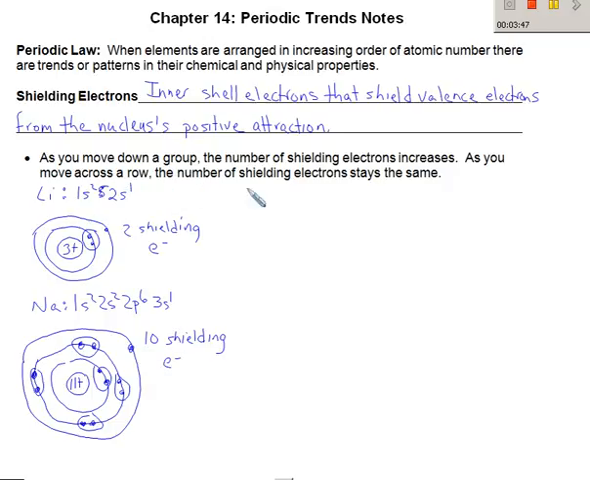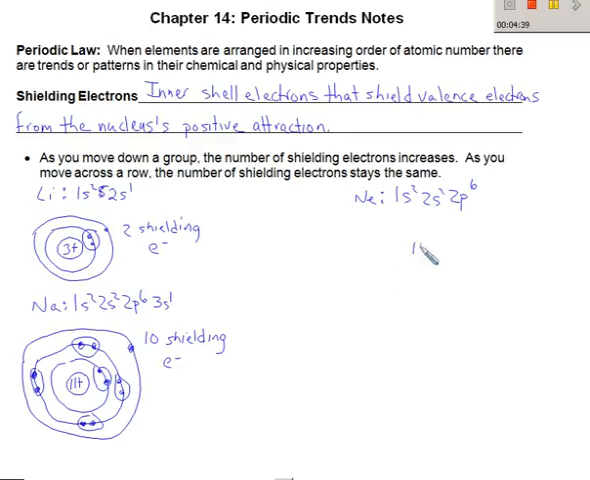In this case, the number of shielding electrons stays the same. So what we're going to do in this case is move across the row from lithium all the way to the noble gas neon. And the electron configuration of neon is 1s2, 2s2, 2p6. It has a full valence shell.